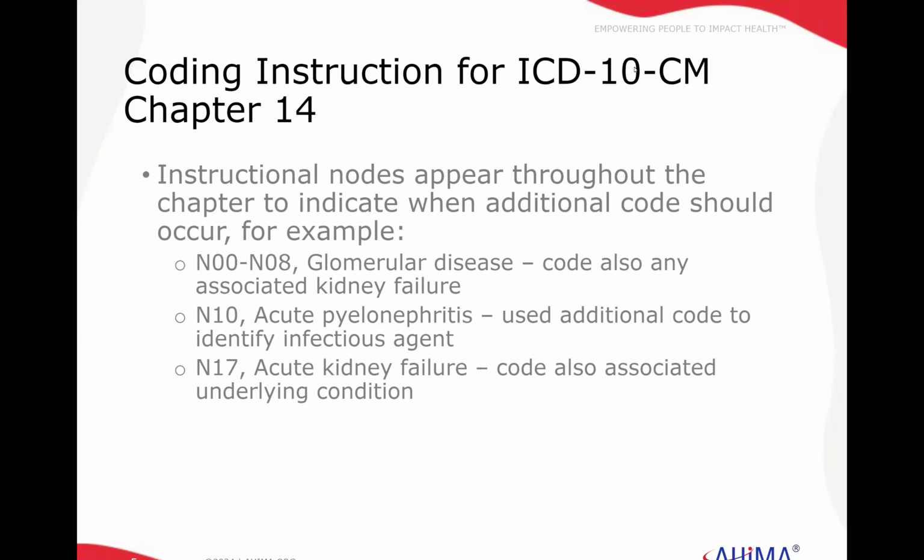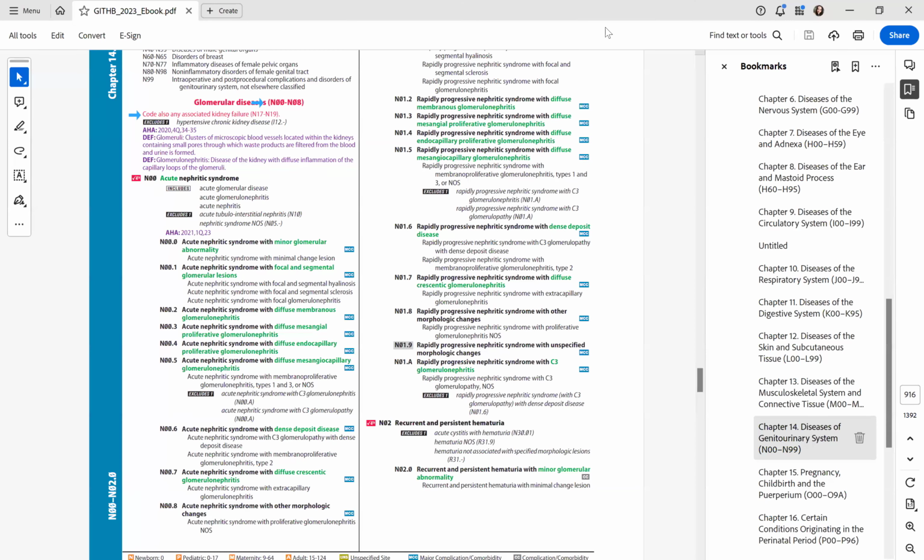You'll see a few instructional notes that appear throughout the chapter to indicate when an additional code should occur. For example, for N00 through N08, glomerular disease, you would also code any associated kidney failure. Let's take a quick look at that one, along with N17 and N10. Again, for codes falling in categories N00 through N08, you are supposed to code any associated kidney failure.